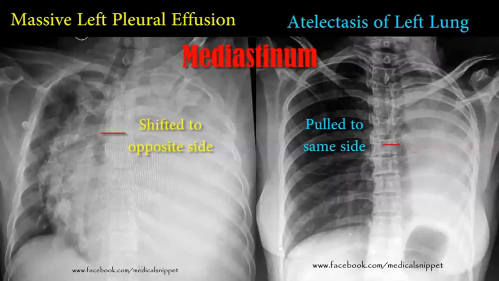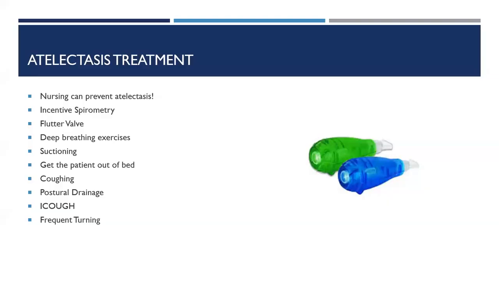So this is what an X-ray is going to look like with a massive pleural effusion. So we have lots of fluid on the left side, and you can tell that by it being so opaque. So if you look at where the heart is, it has been shifted to the opposite side. So with atelectasis, you will not see the mediastinal shift that you see with pleural effusions.